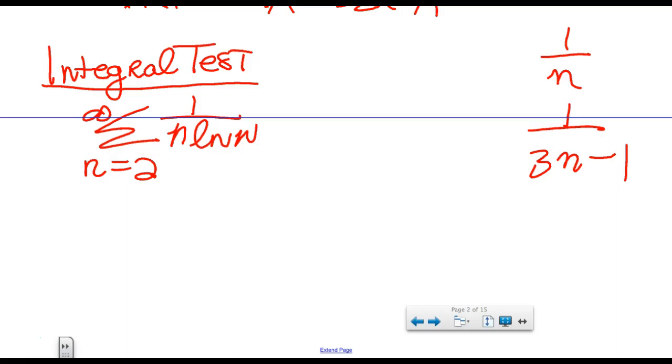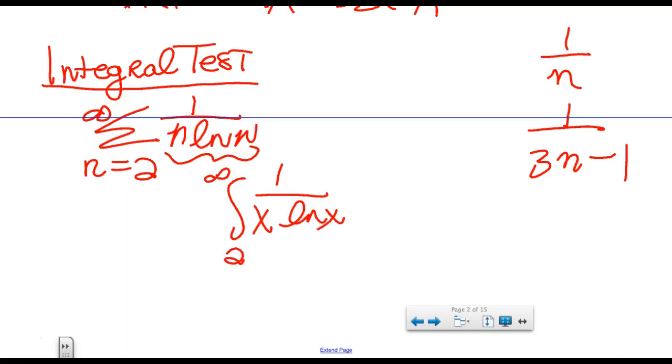So remember what the integral test says. If you make that a function, 1 over x ln x, and if the integral converges, the series does. Not to the same thing, but it converges. If the integral diverges, then the series also diverges. So they have the same behavior.